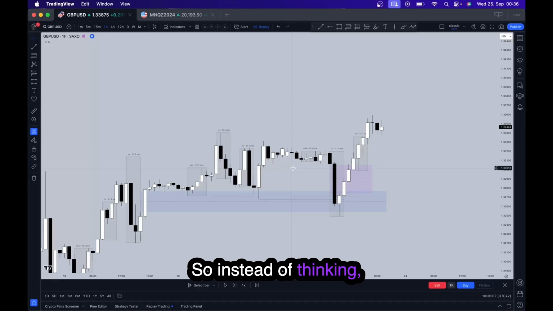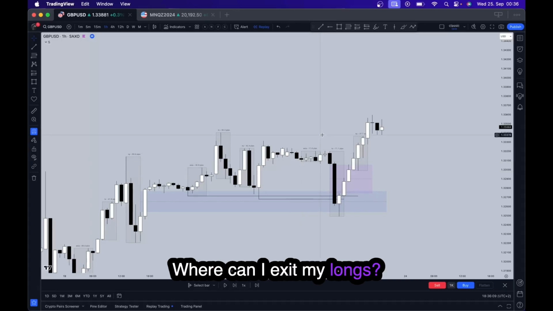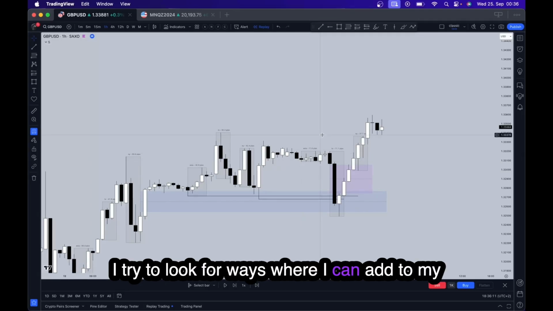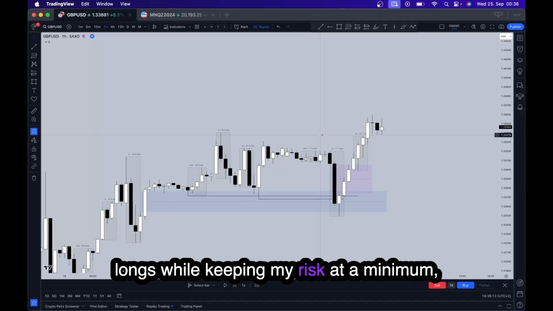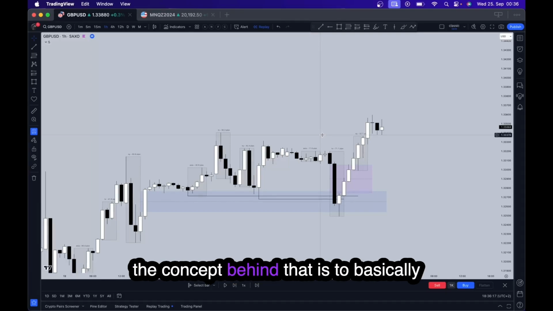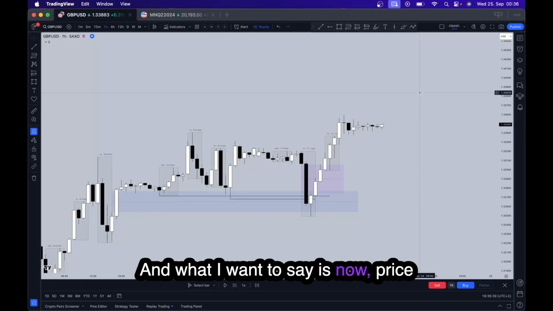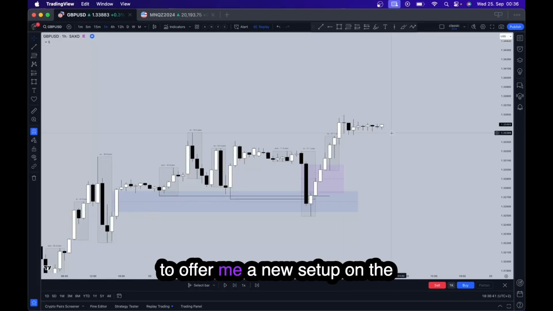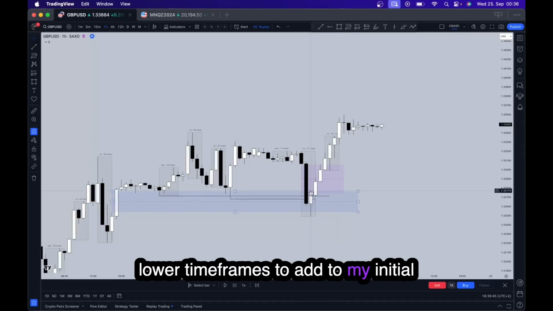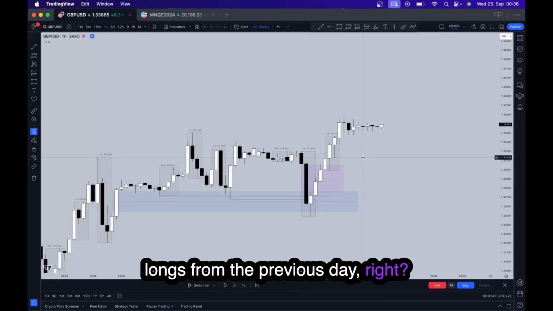So instead of thinking where can I exit my longs, I try to look for ways where I can add to my longs while keeping my risk at a minimum. The concept behind that is to basically monetize being right as much as possible. And what I want to see is price to offer me a new setup on the lower time frames to add to my initial longs from the previous day, right?